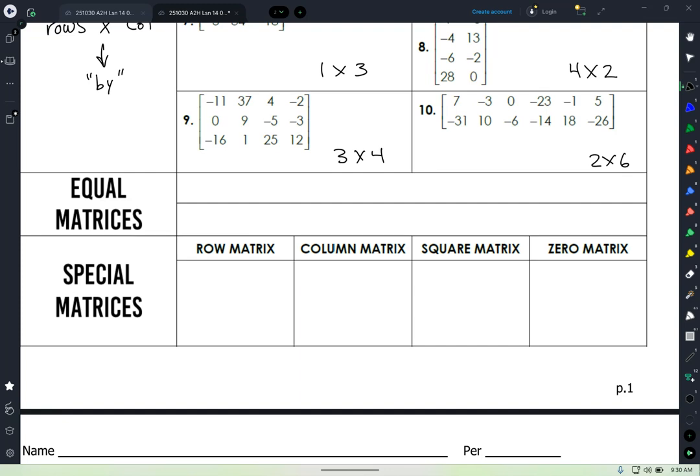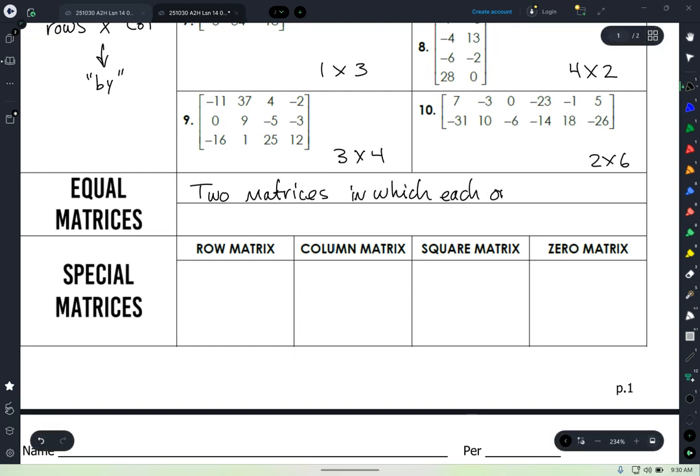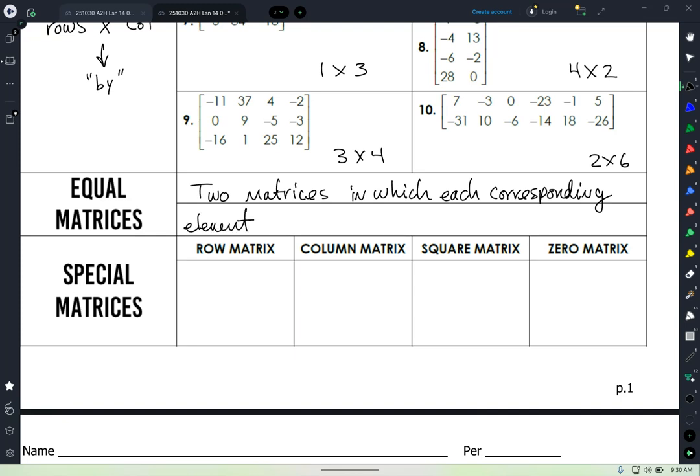Let's talk about equal matrices. So equal matrices are two matrices in which each corresponding element is equal.